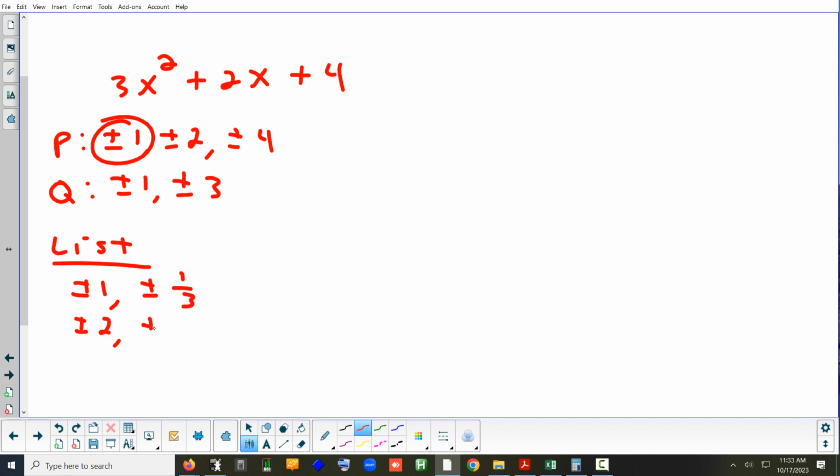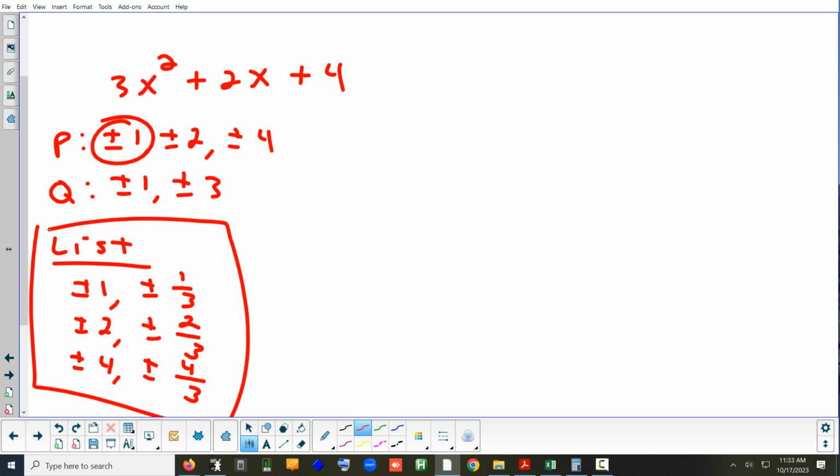2 over 1, 2 over 3, 4 over 1, and 4 over 3. So now we got a much smaller list. If this graph crosses the x-axis at a place that's a fraction, it's going to be a number in that list. And I just made this one up, so I don't know if it does or not. But I just wanted to practice the P's and Q's one more time. Any questions on how to make that list?